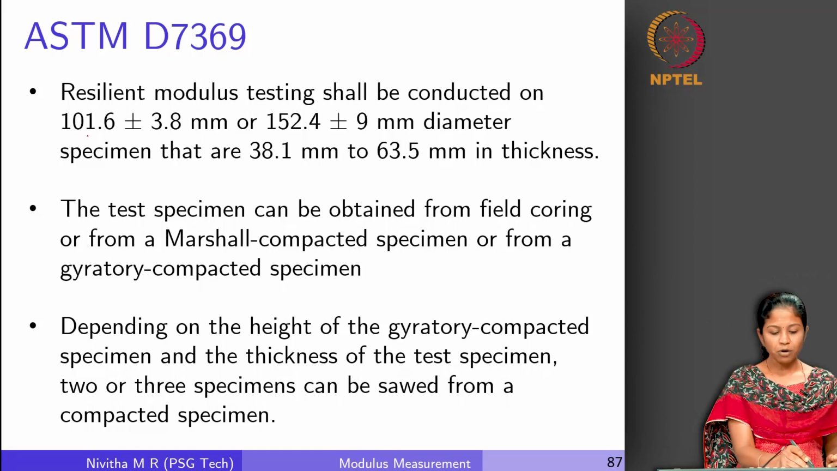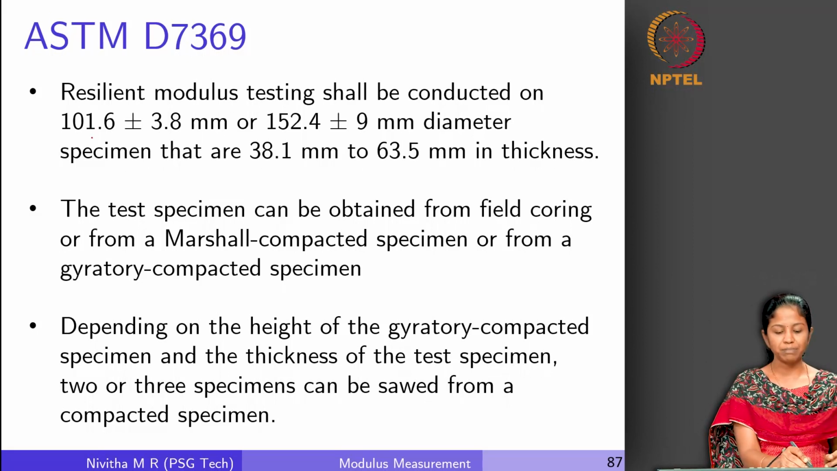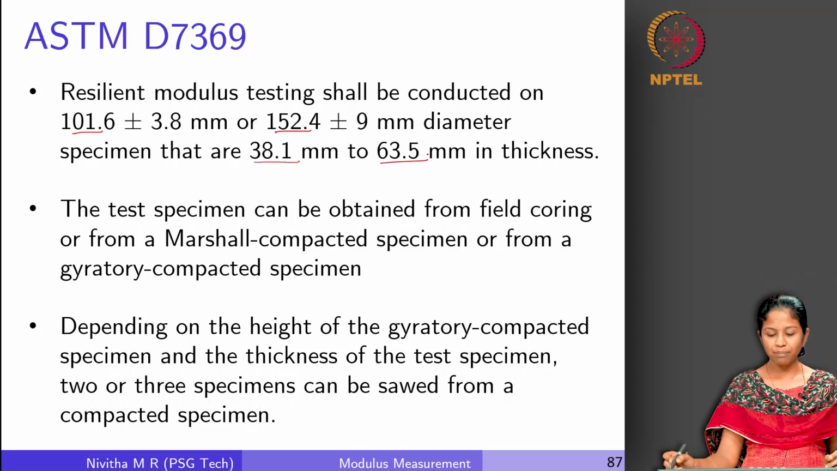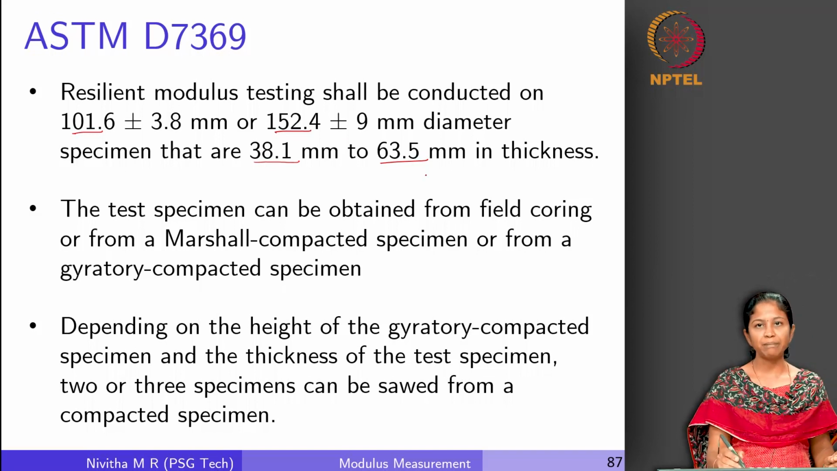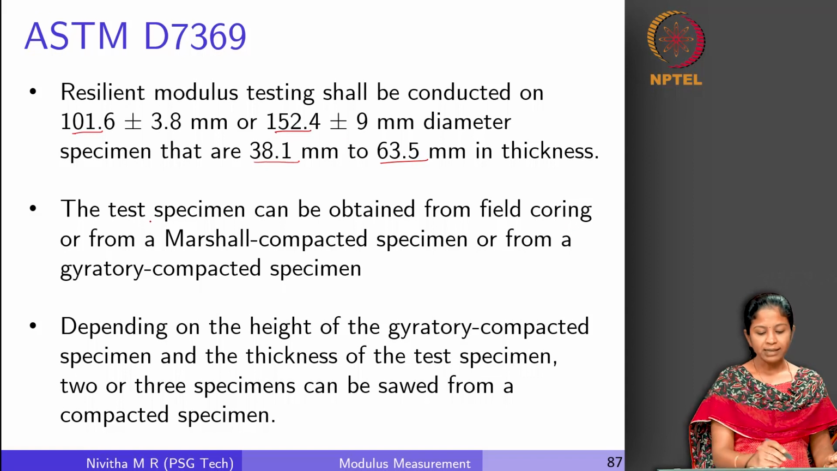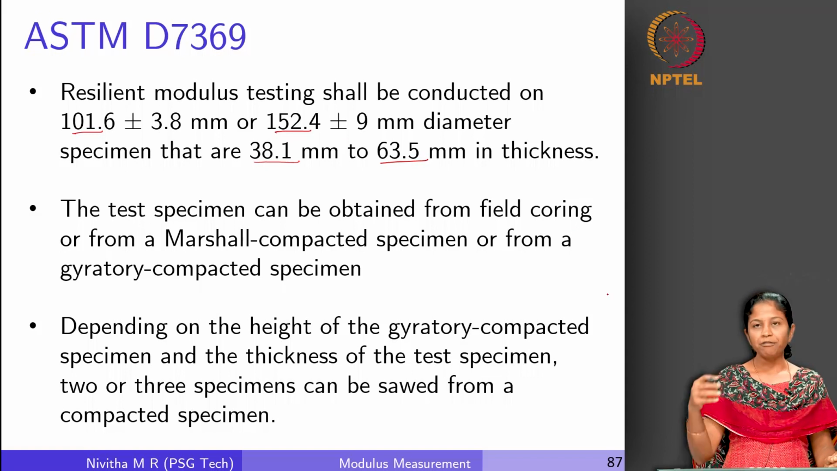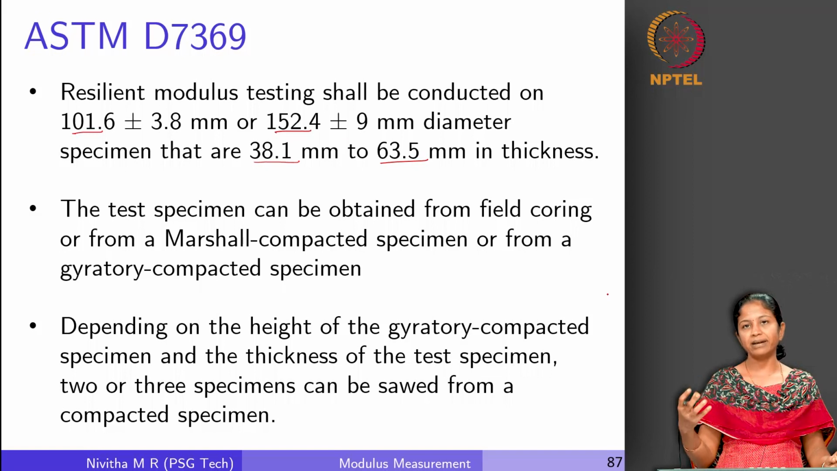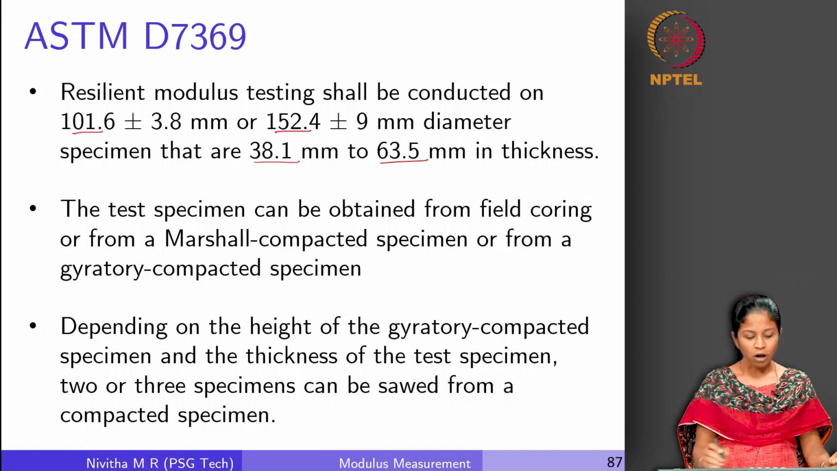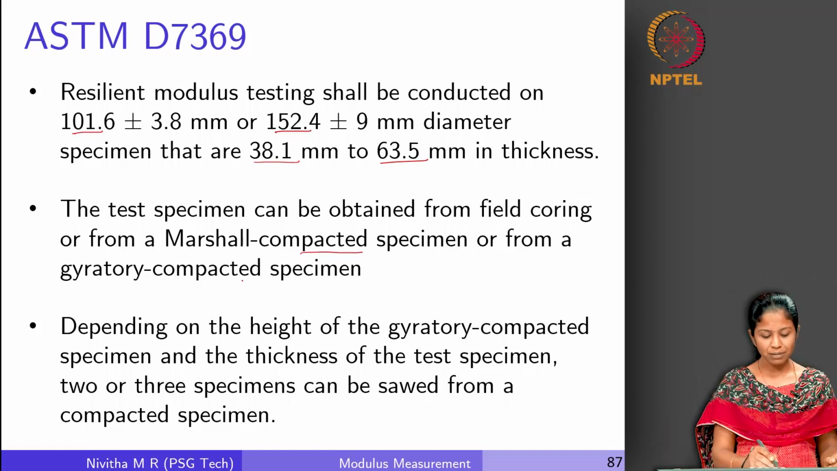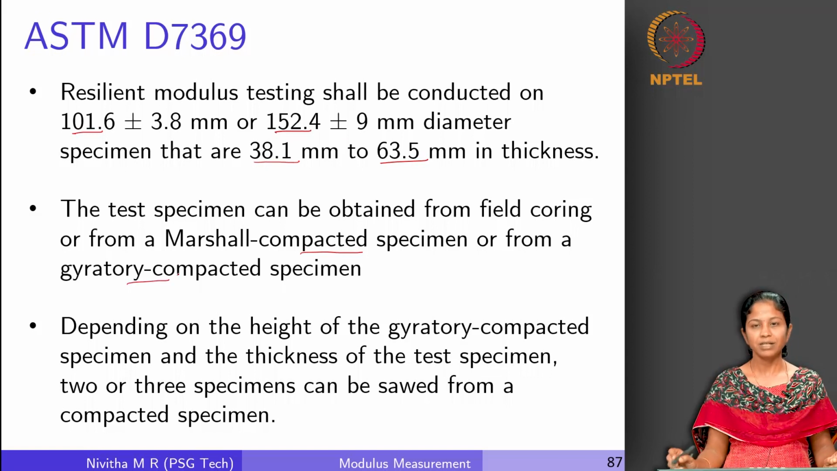Now, for this resilient modulus, again we have similar sample sizes, 101 mm and 152 mm, and the thickness of the sample 38 mm and 63.5 mm. Depending upon the diameter of the sample, we have different thicknesses in both the cases. And the test specimen we can obtain from field coring, a core directly taken from the field, or it could be a Marshall compacted specimen, or it could be a gyratory compacted specimen.